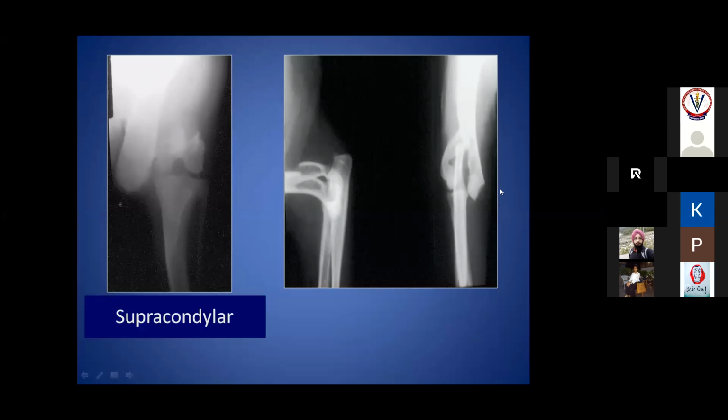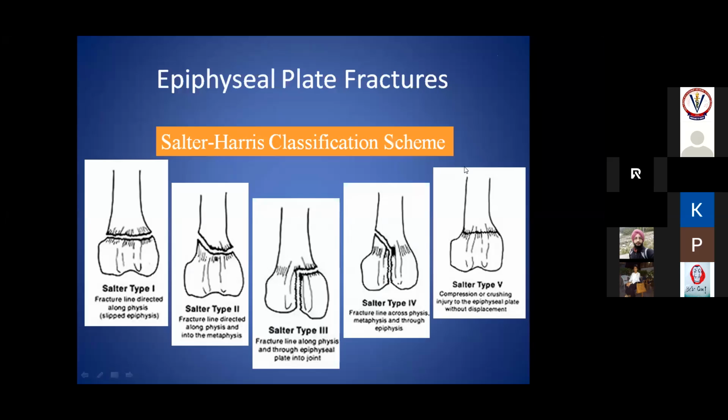You can see there is a separation between two condyles of the humerus. This is an elbow joint. This entire thing is an elbow joint. So you can see the two condyles getting separated. So we can classify it as intercondylar or intracondylar. Now, based upon the involvement of the epiphyseal plate, there is a separate classification given by Salter Harris.